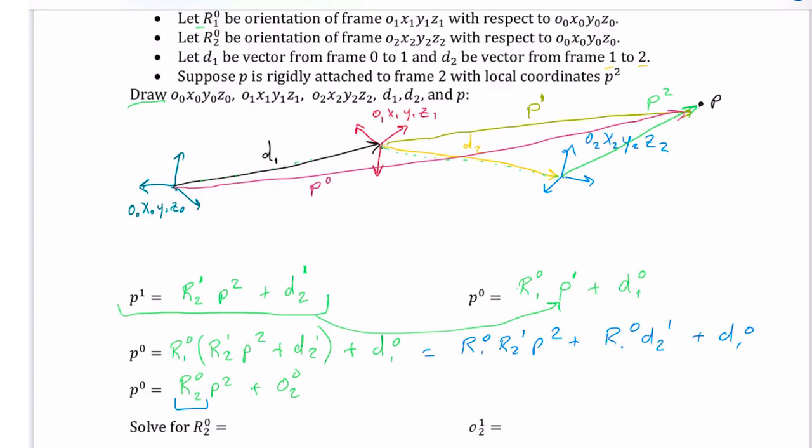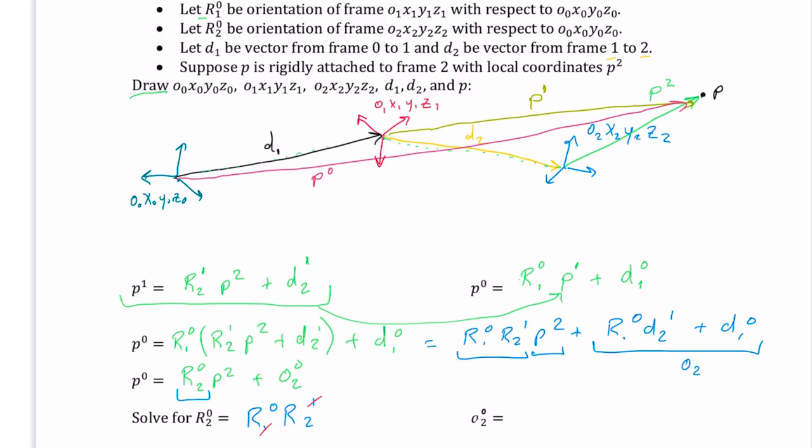So this term that we have over here, this is O2 in frame 0. So I can use original colors. We had our D2 value in frame 1, which we then rotate into frame 0. And we also have this offset D1 in frame 0. That's a wrap.